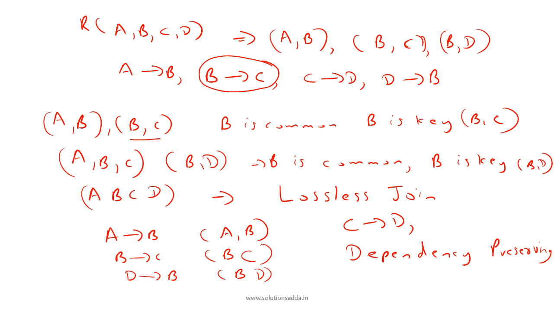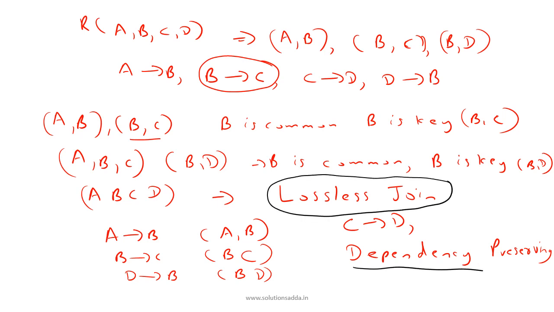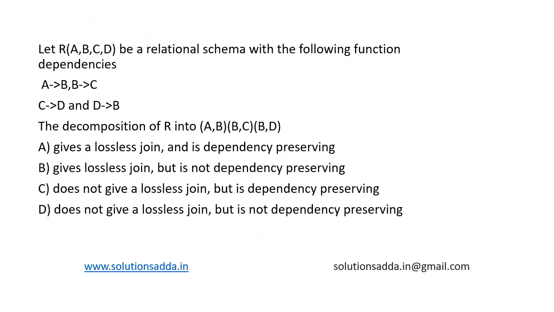So the two points to highlight are that this is lossless as well as dependency preserving. Now let's see what the options are. So it is lossless as well as dependency preserving. So option A, which gives a lossless join and is dependency preserving, is the correct answer. Option A is the right choice.